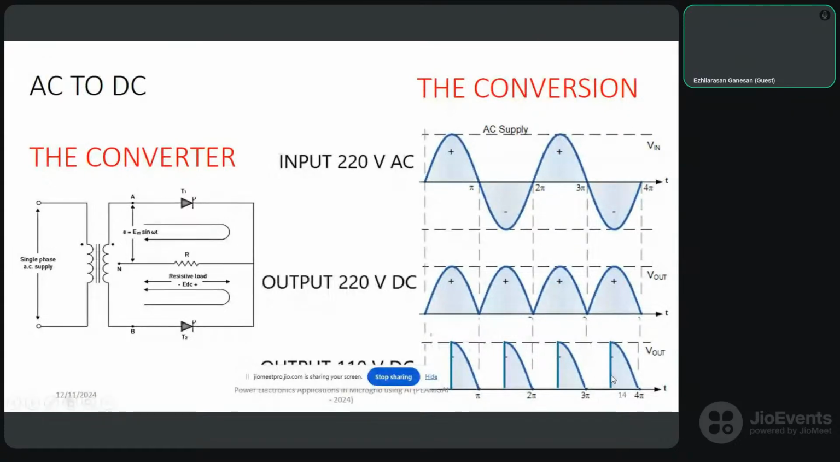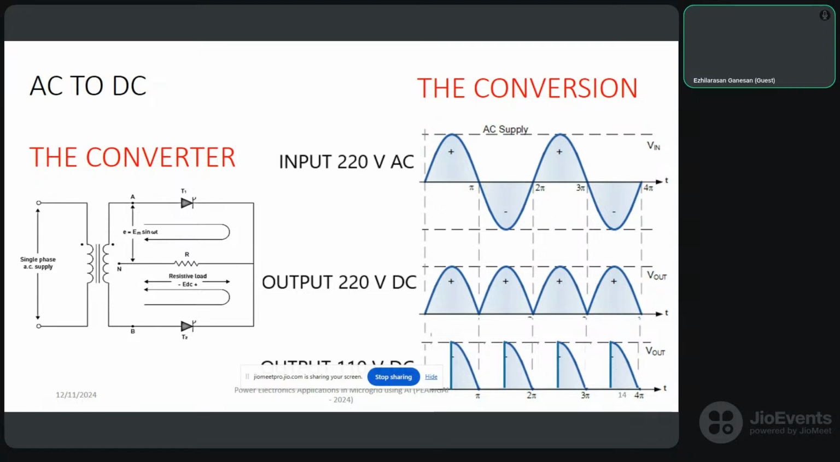From this, what you can infer is that the shape of the input waveform is changed. The 220 volt DC output looks like this, but the 110 volt DC is somewhat like a shark fin. So this is not DC. DC should be a straight line. If it has to be a straight line, then we need a filter. So this output waveform should be given to a filter.